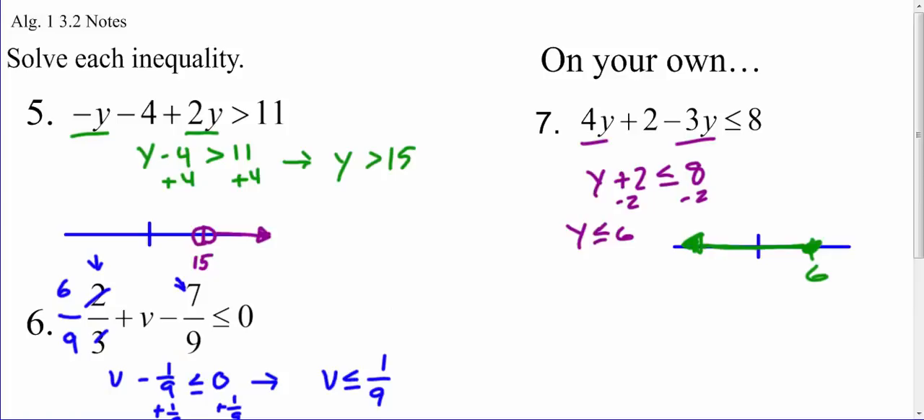Welcome back. You can see my work. I got that y was less than or equal to 6. So then I went ahead and graphed it. Remember, less than or equal to means that circle needs to be closed or filled in, as you see there.